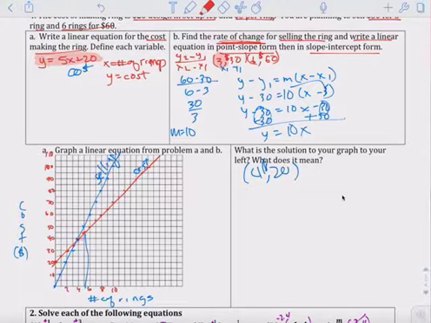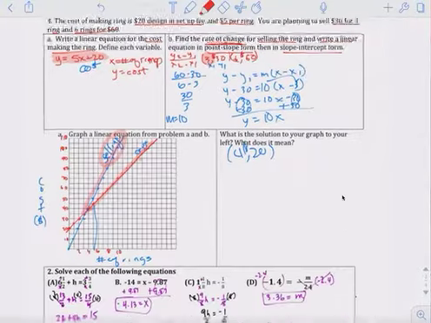But after this break-even point, you start making money. You sell more than it costs you. So after the (4, 20), you start making money. So you need to explain all that.